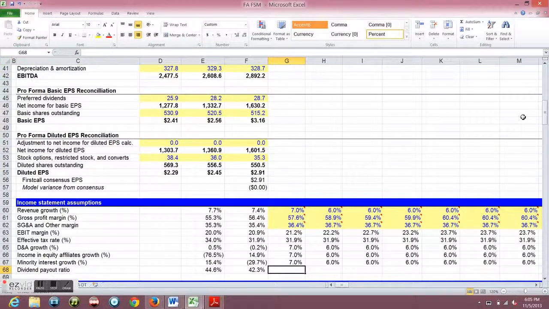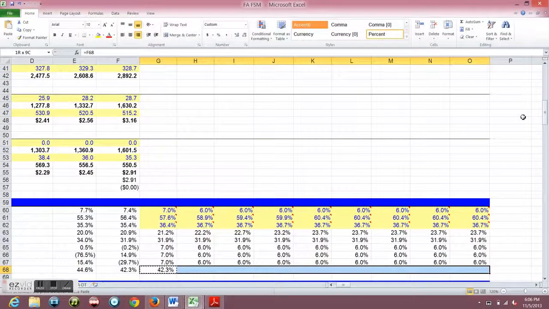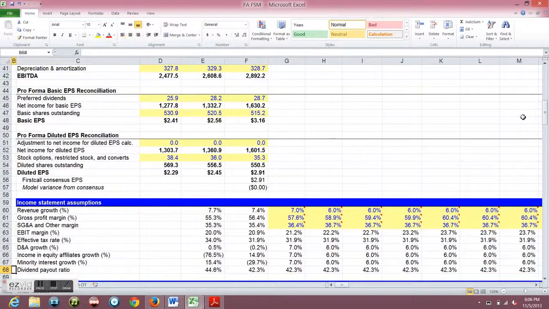Dividend payout. Well, we do not know how much exactly dividends are going to be paid out in the future. In this case, we're just going to straight line it, as you can see. Okay, so we're almost done with our income statement portion. Now we just have to link everything together. So how do we do that?